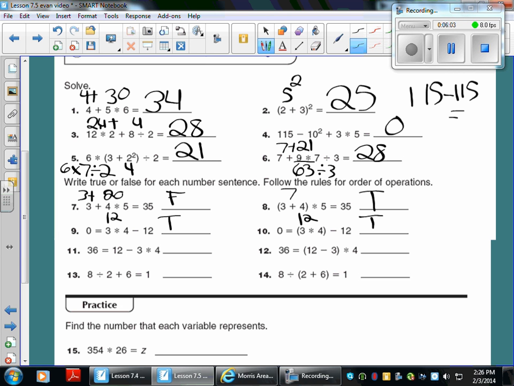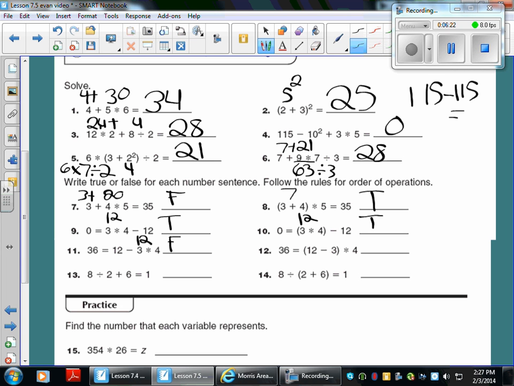Number 11, multiplication and subtraction. Multiplication becomes first in my order of operations. 3 times 4 is 12. Now I can subtract. 12 minus 12 is 0, not 36, making 11 false.